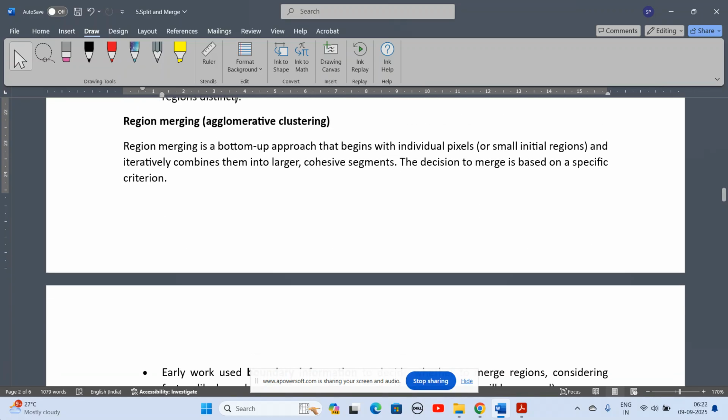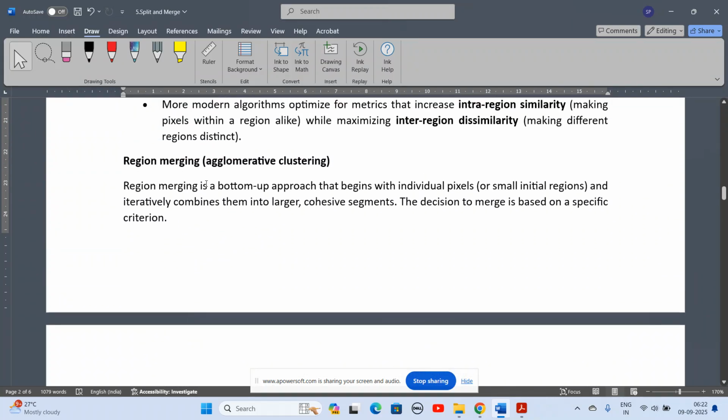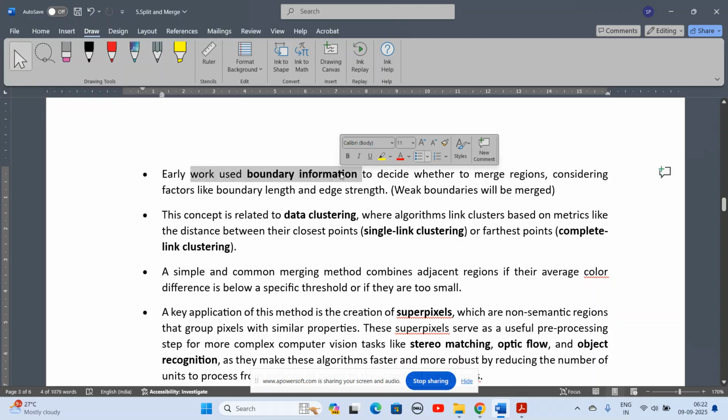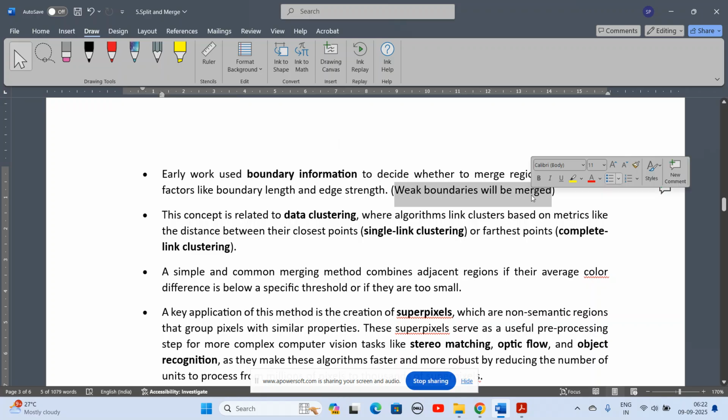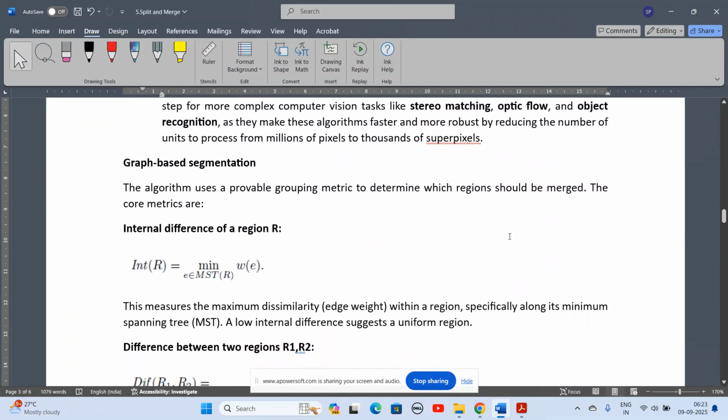Region merging means agglomerative clustering. It is a bottom-up approach. We begin with the individual pixels and iteratively combine them into larger ones, because we are merging, right? We use the boundary information to determine how to merge. If there are weak boundaries, then the regions will be merged. If there is a strong boundary, then the two regions are different. The concept of data clustering is also used. If we have the closest points in the region, then it is single link clustering. If we have the farthest points, then it is complete link clustering.